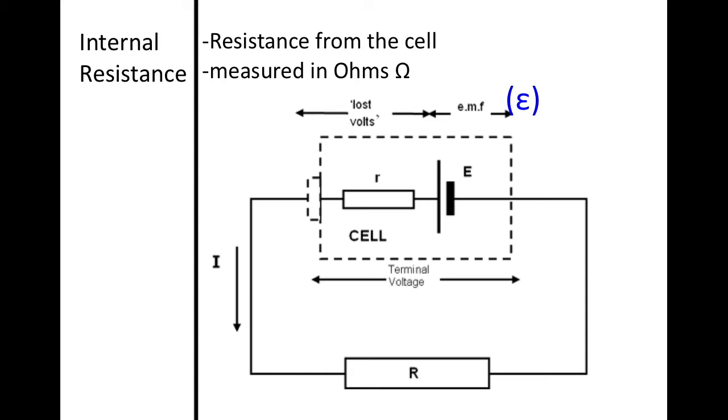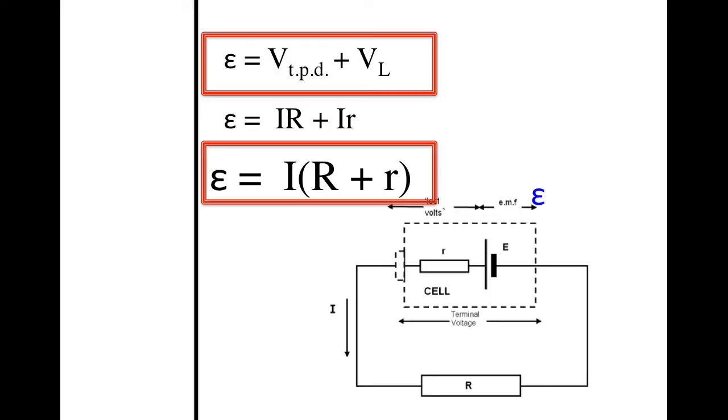When current flows through the cell, a voltage develops across the internal resistance. This voltage is not available to the circuit, so we call this lost volts, which is known as V sub L. Because voltage is a measure of energy and energy is always conserved, the EMF of a cell is equal to the sum of its terminal potential difference, which is noted as V sub TPD, and the lost volts V sub L. This gives rise to the equation of epsilon equals V TPD plus VL.